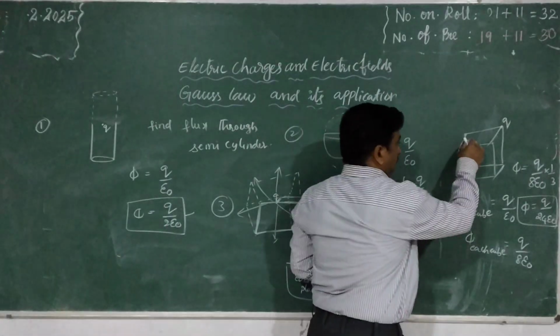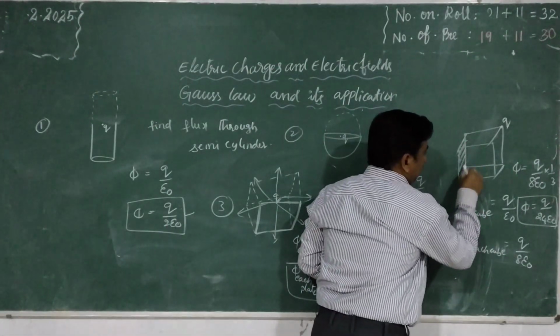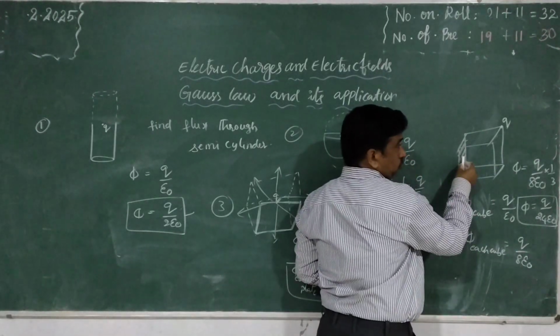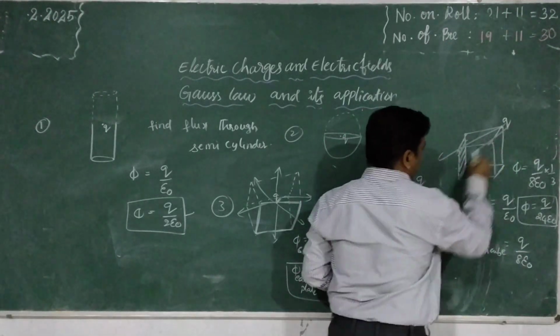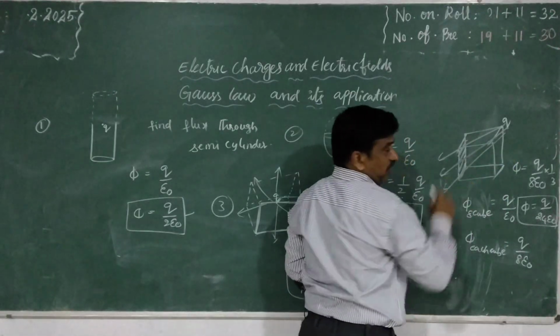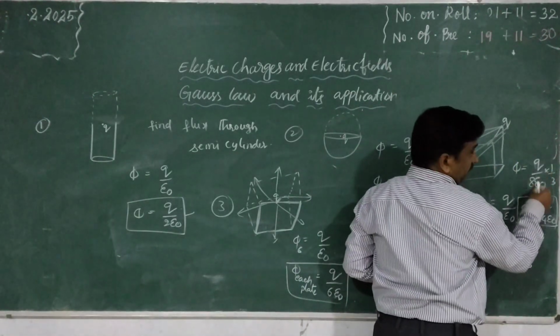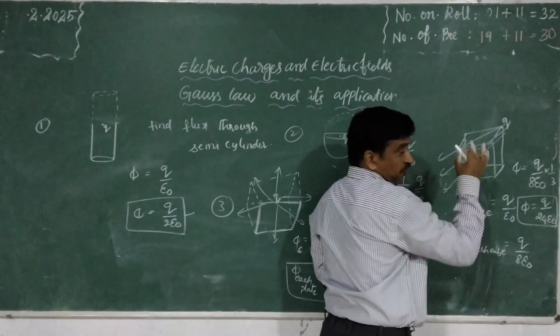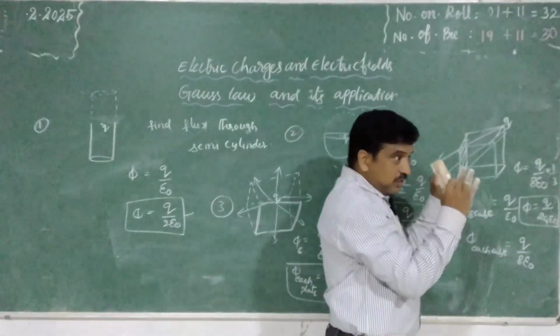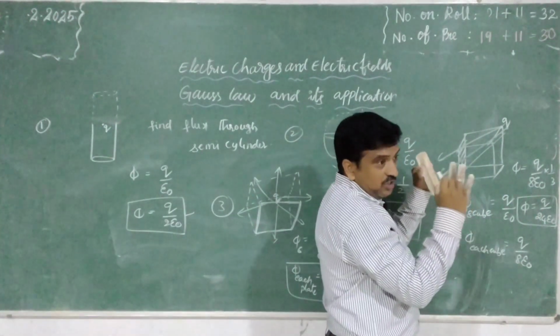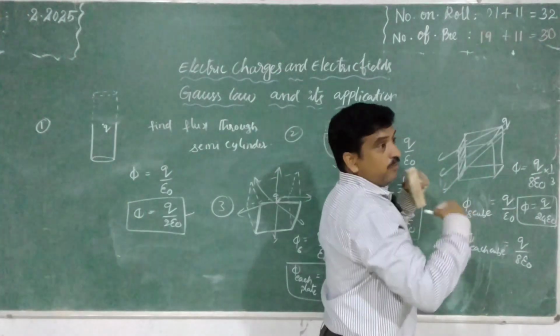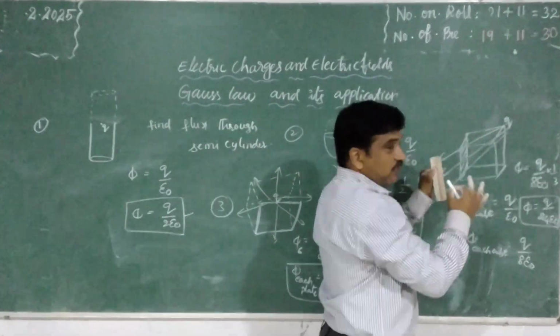In this one, one face will be shaded. In that case, what is the flux passing through this shaded face? How many cubes are there? 8 cubes. In each cube, 3 faces are only outside, and the remaining 3 faces will be inside.